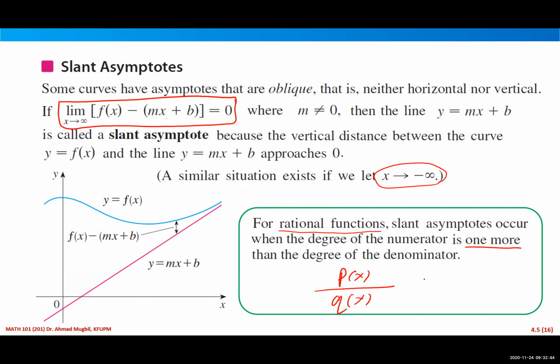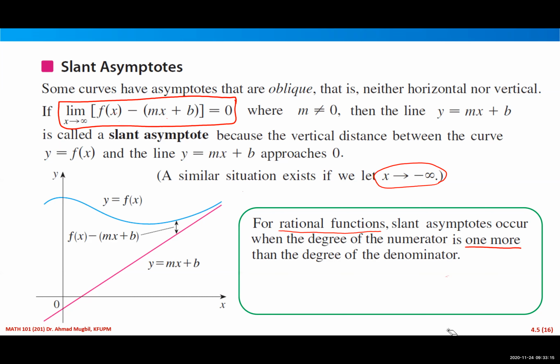So what does that mean? For example, if this is of degree 3, this will be of degree 2. So the numerator is 1 degree more. In that case, you know that the limit of this goes to infinity. There will be no horizontal asymptotes when x goes to infinity, but there could be when x goes to negative infinity. But they will not be in the same direction, of course. They will not be both to the right or both to the left.